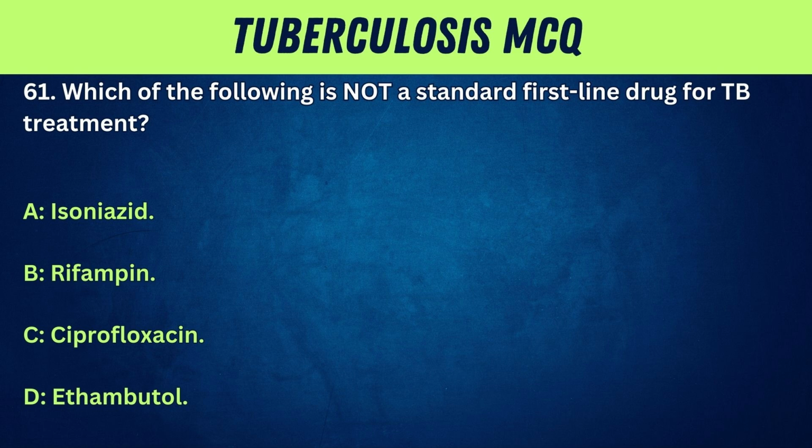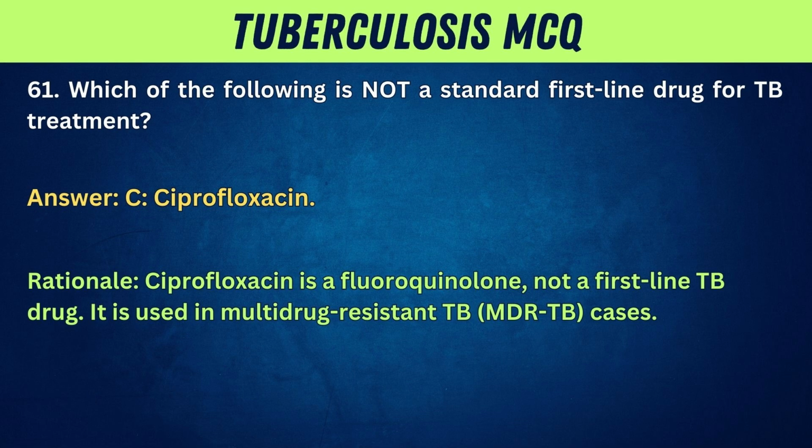61. Which of the following is not a standard first-line drug for TB treatment? A. Isoniazid. B. Rifampin. C. Ciprofloxacin. D. Ethambutol. Answer: C. Ciprofloxacin. Rationale: ciprofloxacin is a fluoroquinolone, not a first-line TB drug. It is used in multi-drug-resistant TB, MDR-TB, cases.